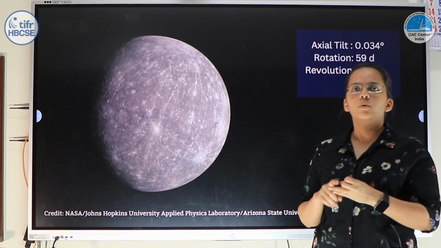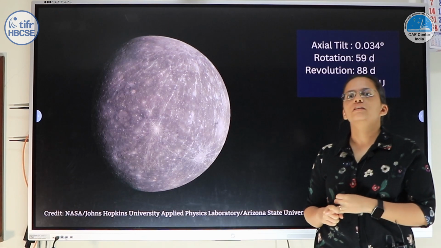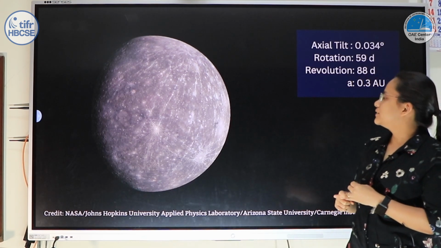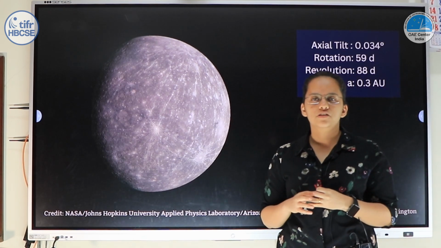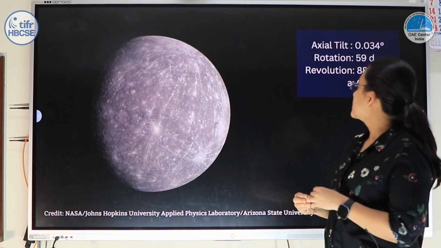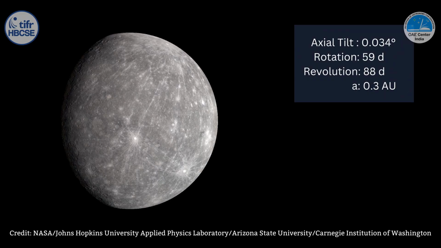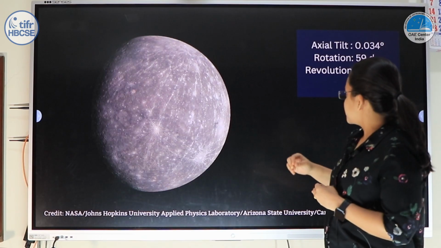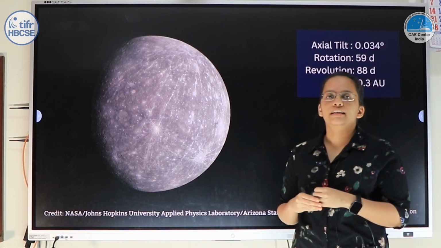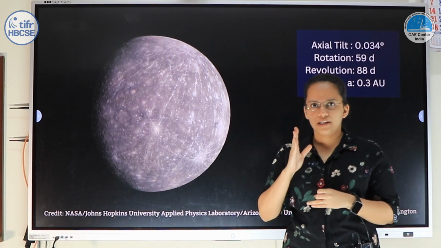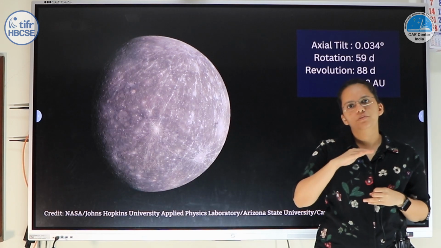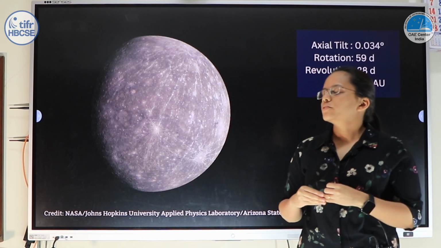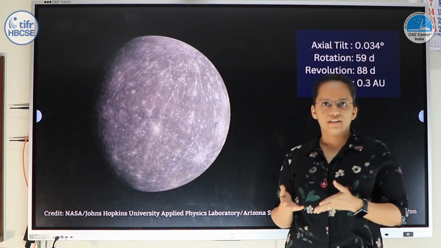It is also the smallest planet in our solar system. It is closest to the sun and the distance is approximately on an average 0.3 astronomical units. It rotates in 59 days, whereas it revolves around the sun in 88 days. Its axial tilt is very less, that is the axis around which it rotates is almost perpendicular to the orbital plane. So which is why there are almost no seasons on Mercury.